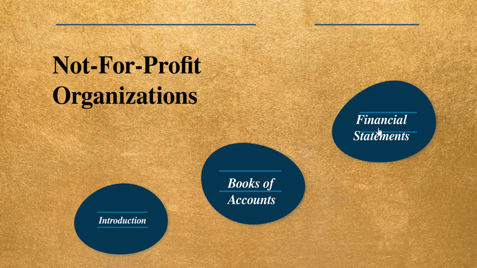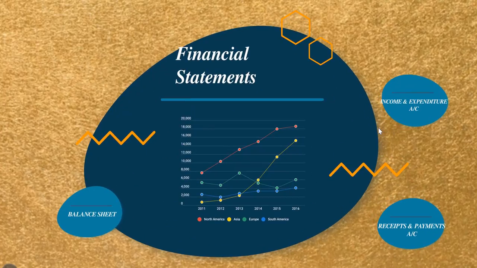As in the case of other organizations, not-for-profit organizations also have to prepare financial statements at the end of the accounting period. The financial statements of an NPO comprise the receipts and payments account, the income and expenditure account, and finally the balance sheet.